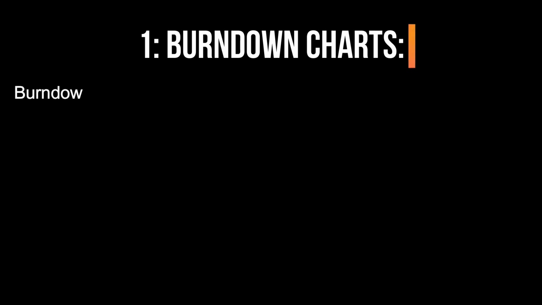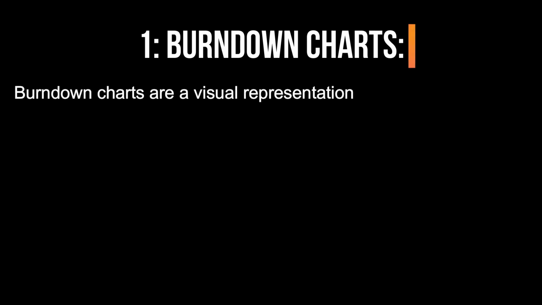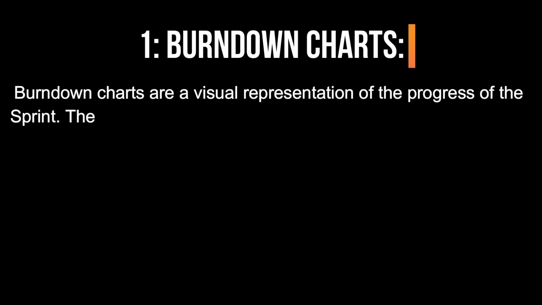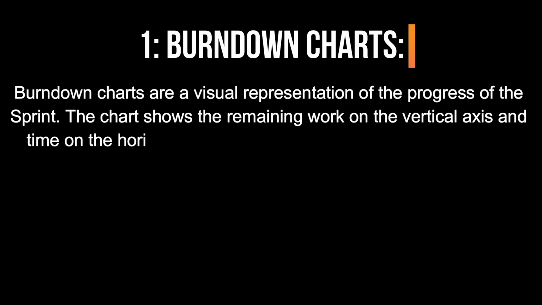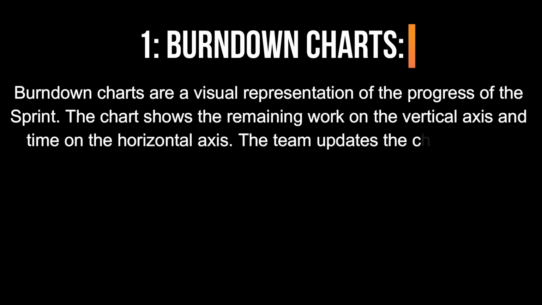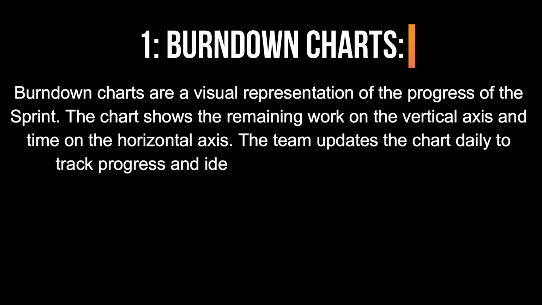1. Burn Down Charts. Burn Down charts are a visual representation of the progress of the sprint. The chart shows the remaining work on the vertical axis and time on the horizontal axis. The team updates the chart daily to track progress and identify any deviations from the plan.